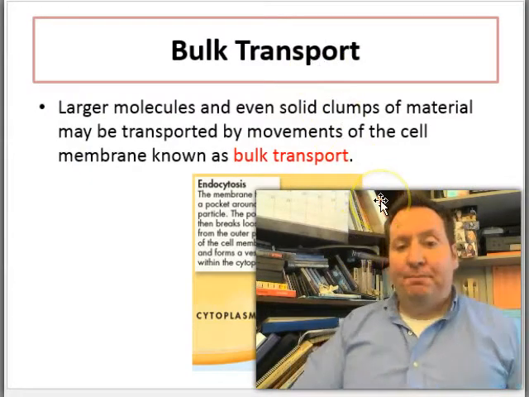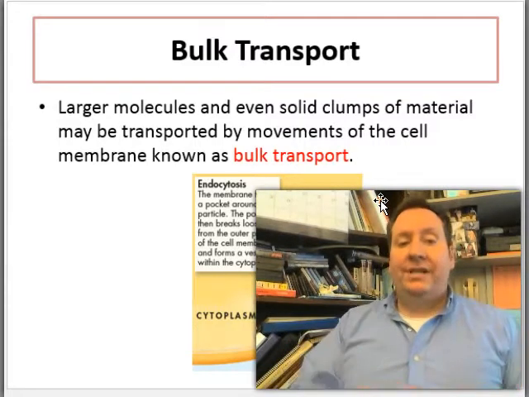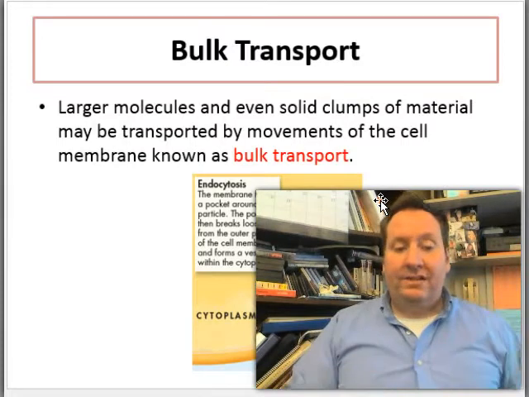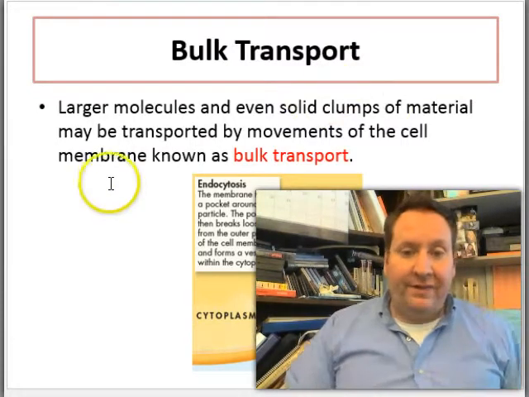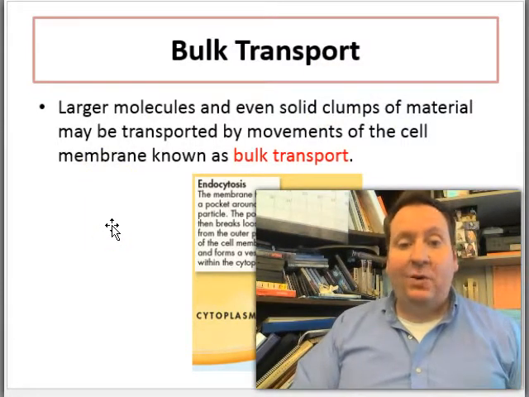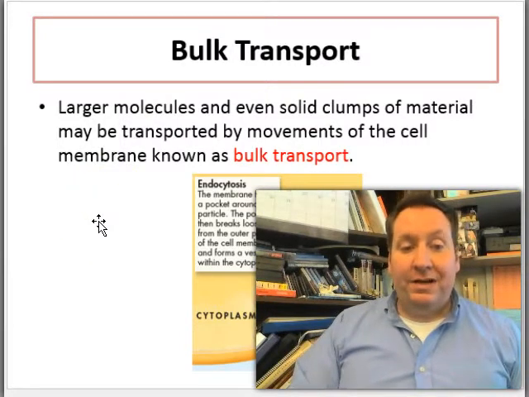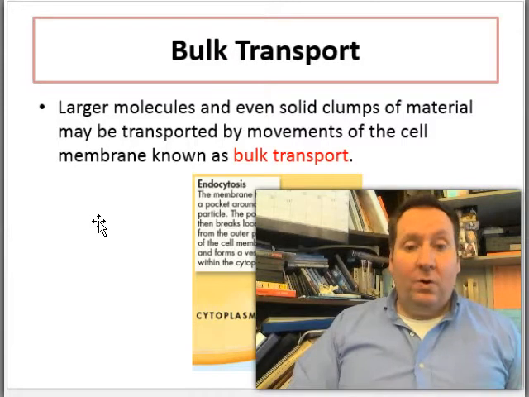Another thing that we have is bulk transport. Sometimes a molecule is so super large that it can't just fit through a channel. It can't just fit through one of those little cracks in the phospholipids. So therefore we have to go through bulk transport. And this requires energy as well, because we're going to build something called a vesicle to transport this substance inside the cell or outside the cell.